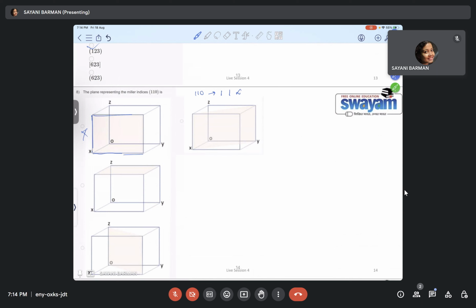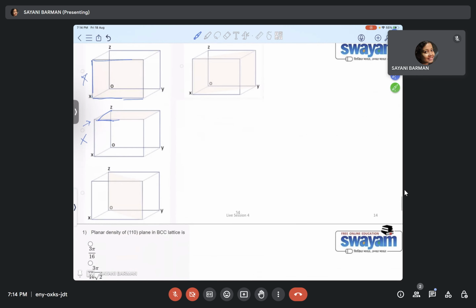Now the second one, this plane is parallel to both the x and z axis. So this will not be the option. Now the third one, this plane is not parallel to the x-axis, not parallel to the y-axis.